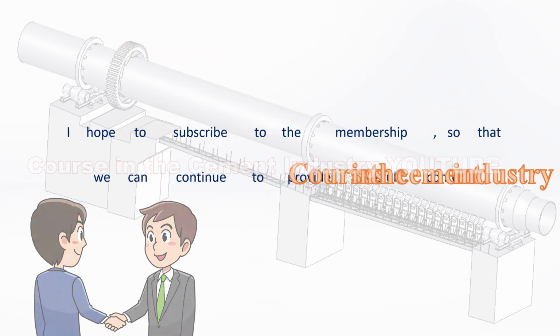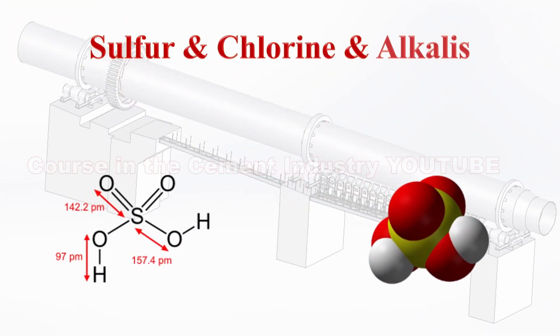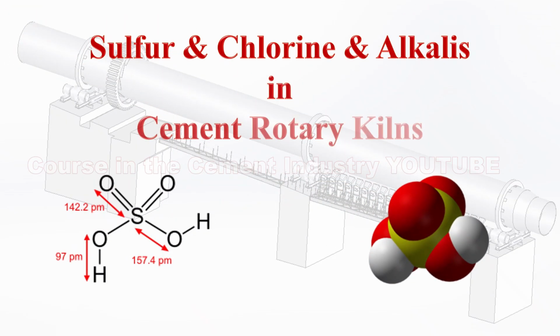In this course we will explain in detail sulfur, chlorine, and alkalis in cement rotary kilns.